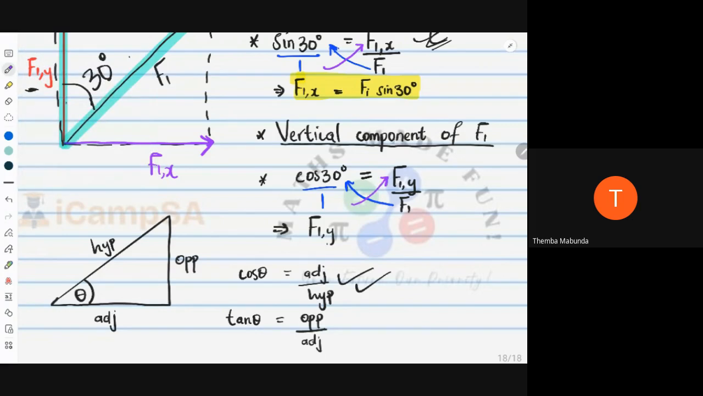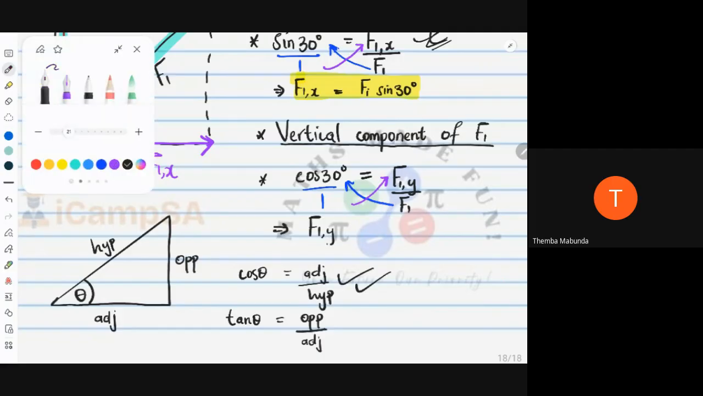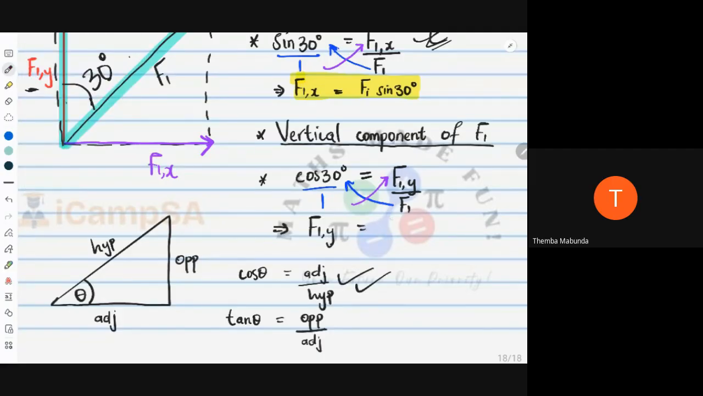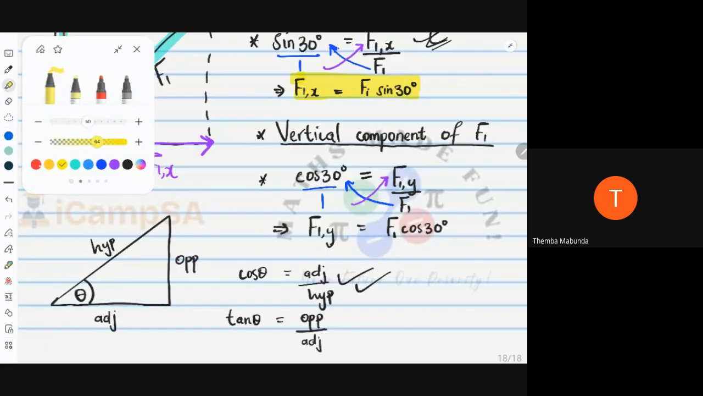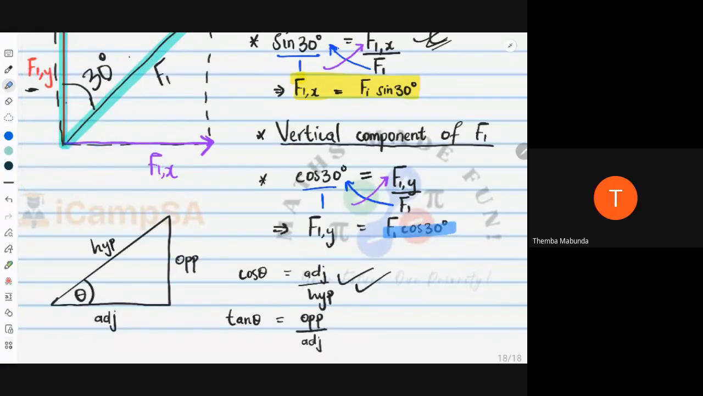So what you get is F1y becomes F1 times cos 30. So this, ladies and gentlemen, is my, okay, let me use this color, this right here is my vertical component. You guys get it? Yes, sir. Anyone else? Do you guys get it before I move on?